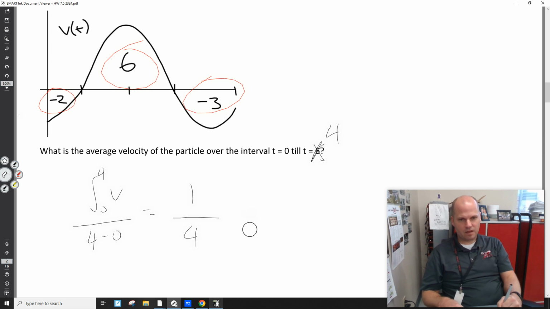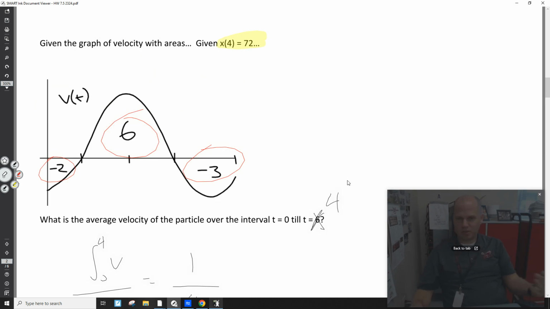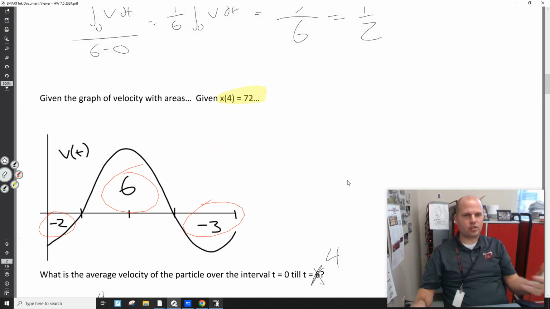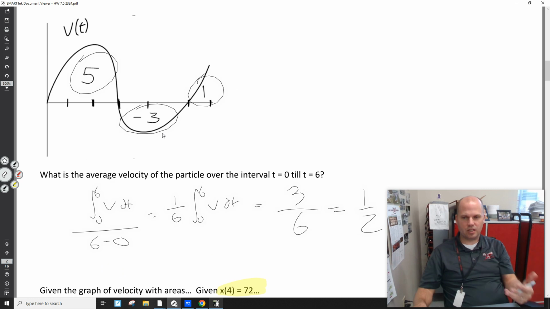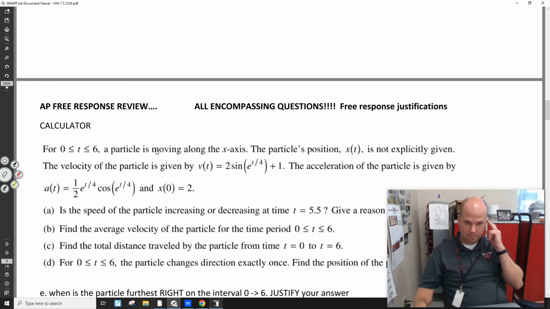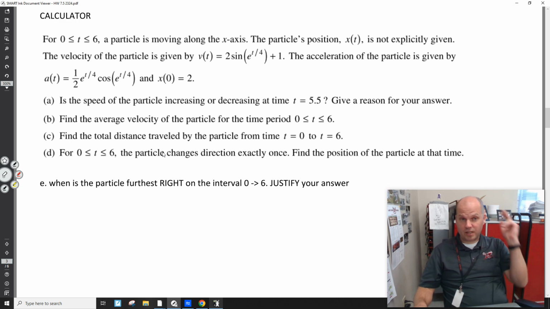That's your answer, okay? You don't have to take the antiderivative in these situations. It won't help you. You don't even have an equation, but you have the velocity graph and you have the accumulations, okay? All right, let's get to the free response questions.